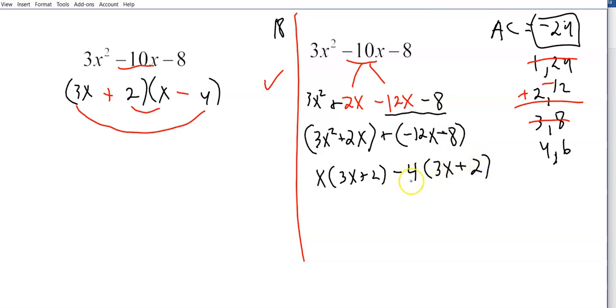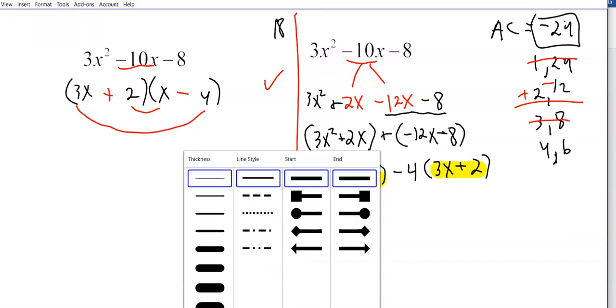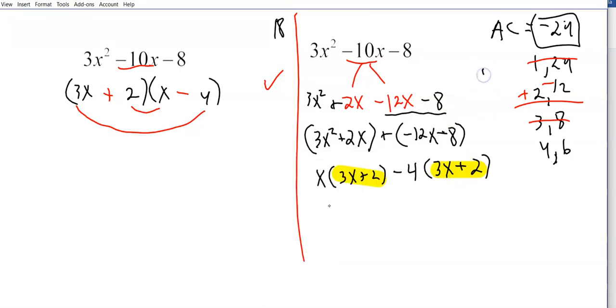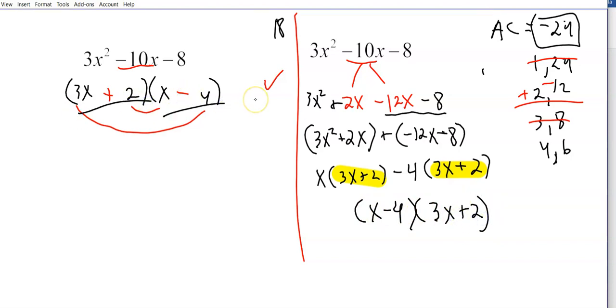I pulled out a negative. And if we're lucky, and we were, the parentheses match, which is excellent. So at this point, you're going to regroup, and you get x minus 4 times 3x plus 2. And that's the same answer we got this way as well. So that's your lesson for today. Just a lot of factoring. And we'll do more factoring tomorrow, I believe, too.